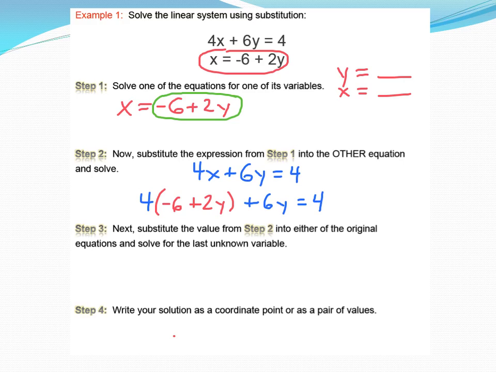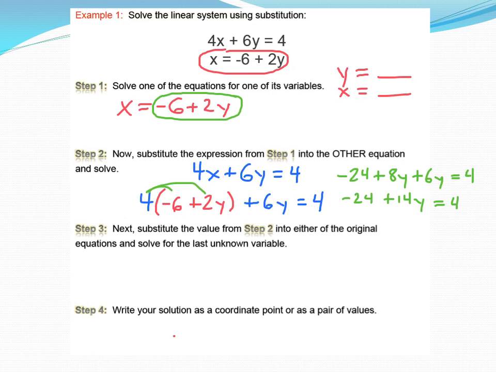So I'm going to go ahead and solve this. First of all, I see 4 times the parentheses -6 plus 2y. I should know right away I'm going to distribute my 4 to each of those. So that's going to give me, I'll write on the right here, -24 plus 8y plus 6y equals 4. Okay? Combine like terms here. I see 8y and 6y. Combined, they're both positive. I have -24 plus 14y equals 4.